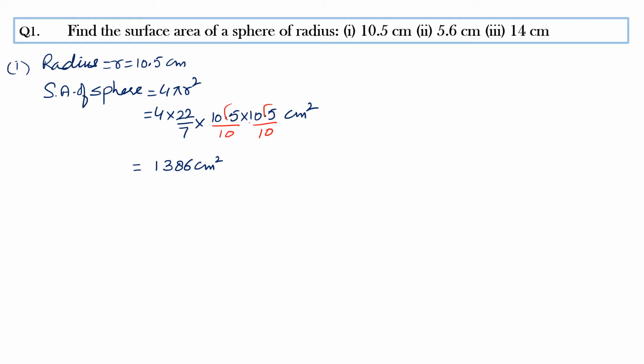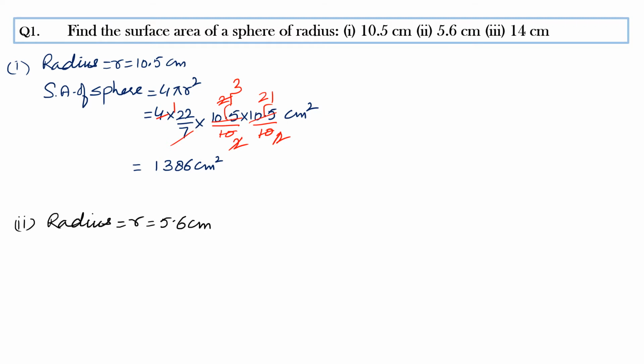So if we divide this, 5 2s are 10, 5 1s are 5, 5 2s are 10, 5 2s are 10, 5 1s are 5, and 5 2s are 10, 7 3s are 21, 2 2s are 4, this is cancelled. So 22 into 3 into 21 will be 1386 centimeter square. Now let's do second part. In second part, radius is 5.6 centimeter.